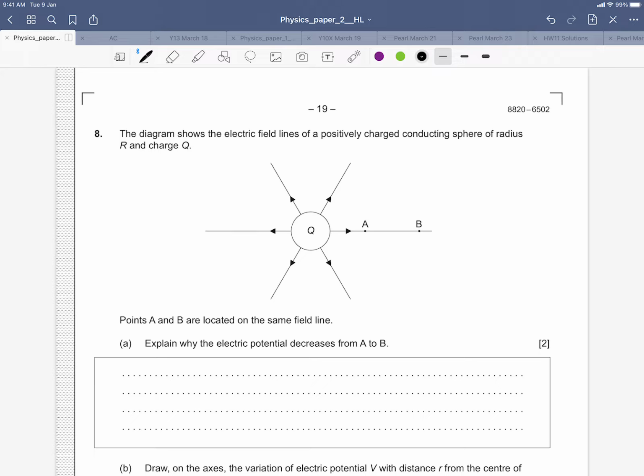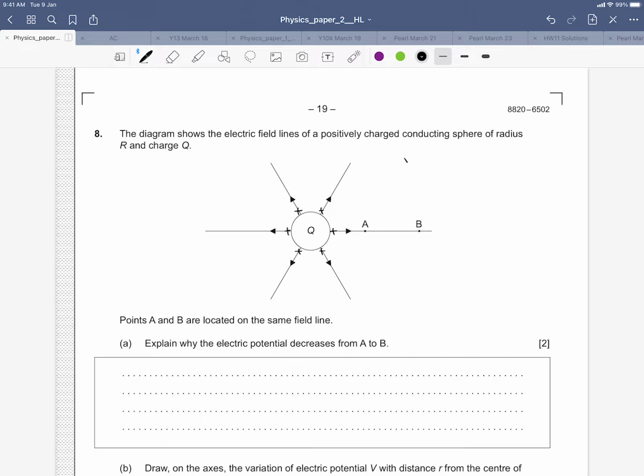Okay, question 8 is on electric field, an electric field surrounding this positively charged conducting sphere. So this is electrostatics, right? We're in this situation where all the positive charges have distributed themselves evenly on the outside surface of the sphere, and we have electric field lines pointing outwards away from positive charge, and we have to explain why the electric potential decreases.